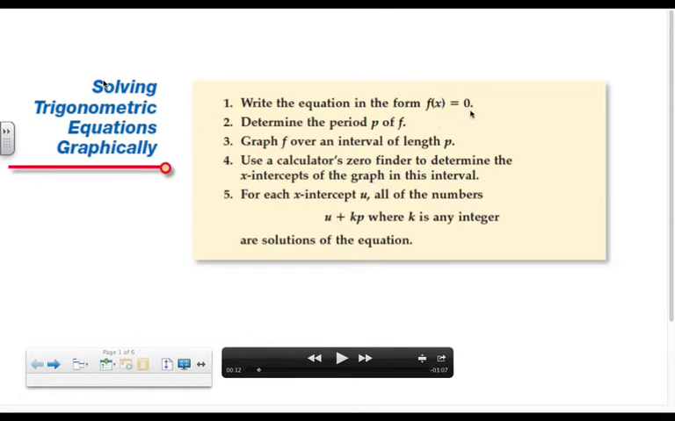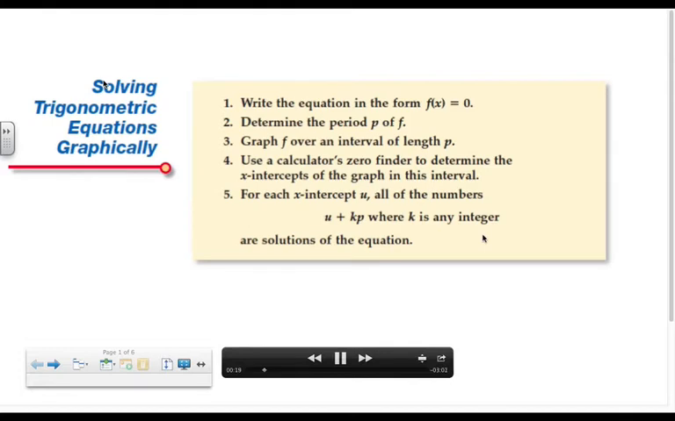You have to make sure that the equation is equal to 0, because we're going to use our graphing calculators. If you don't have your graphing calculators, go grab them. We have to determine the period. That's usually fairly simple, 2 pi over b. We're going to graph it over the period, and then use the calculator zero finder to determine the x-intercepts. For each x-intercept, it's going to be that value plus k times the period. So it's very, very simple. This is actually one of the shortest videos I've recorded in a long time.